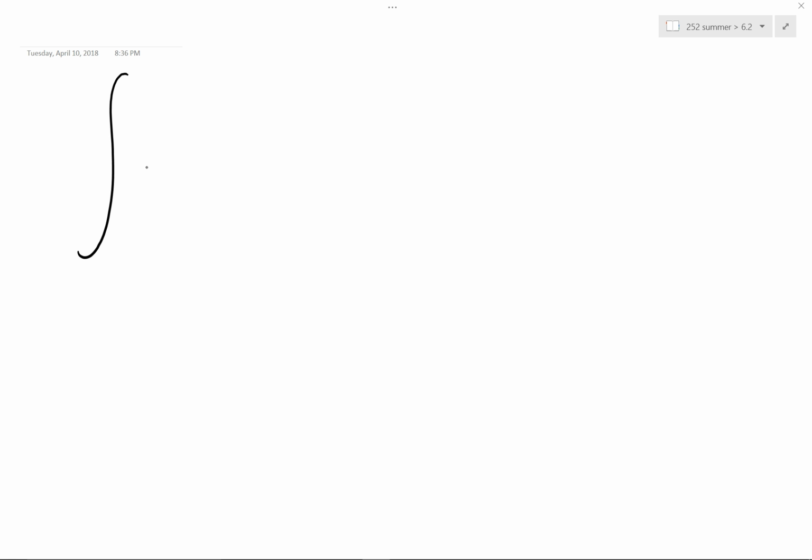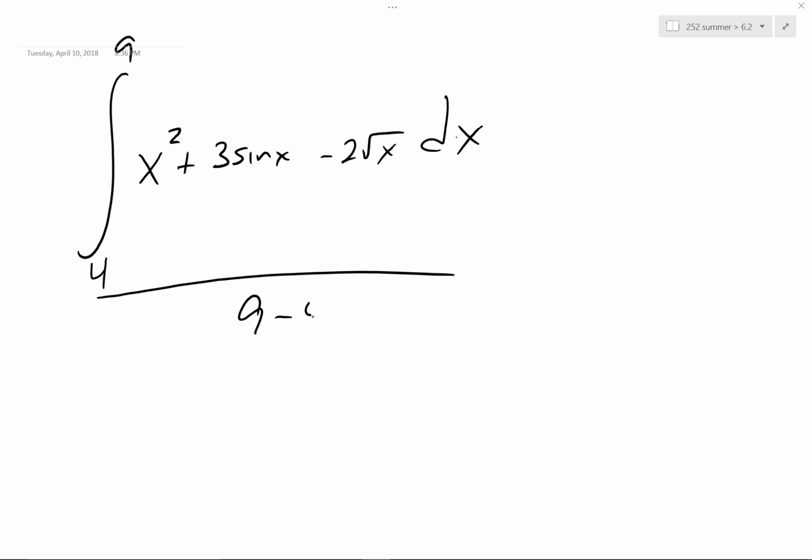Let's do it from x squared plus 3 sine x minus 2 square root of x. What do we say we find the average value somewhere between 4 and, I don't know, 9, I guess. Okay. So if I'm going to find the average value, I'm simply going to do this, and we're going to say this is the average value.